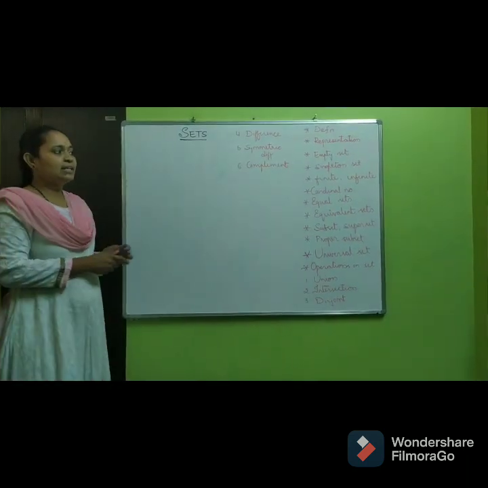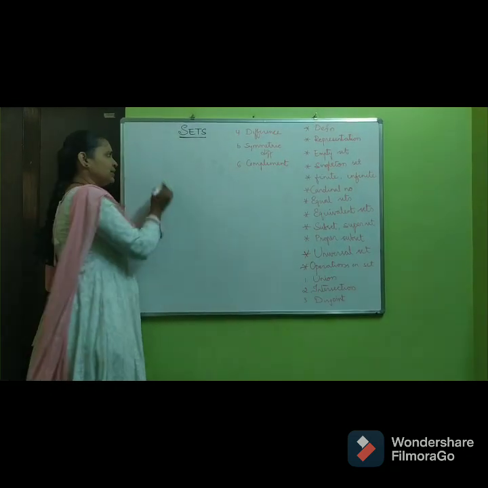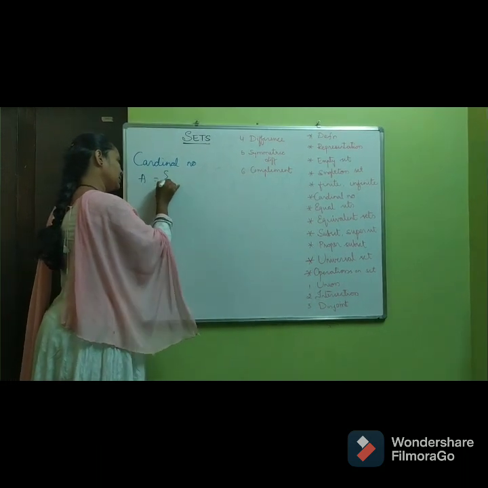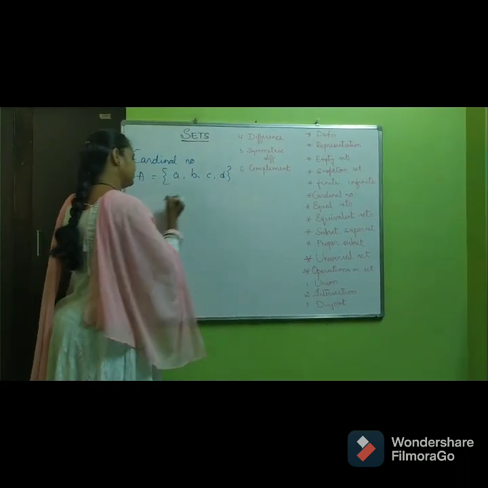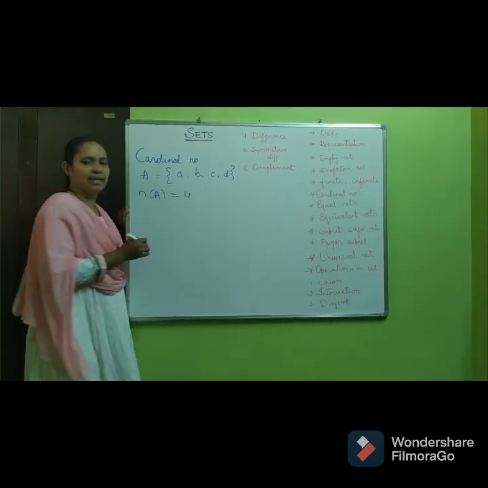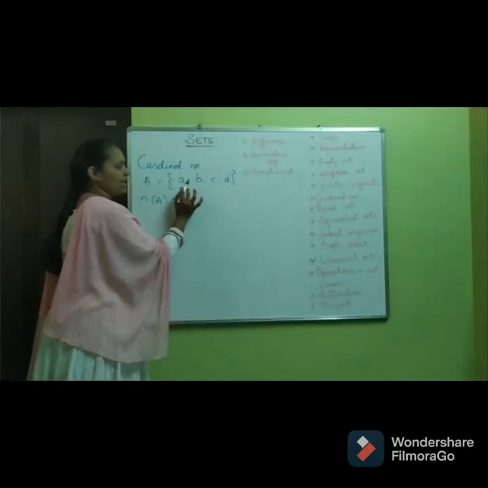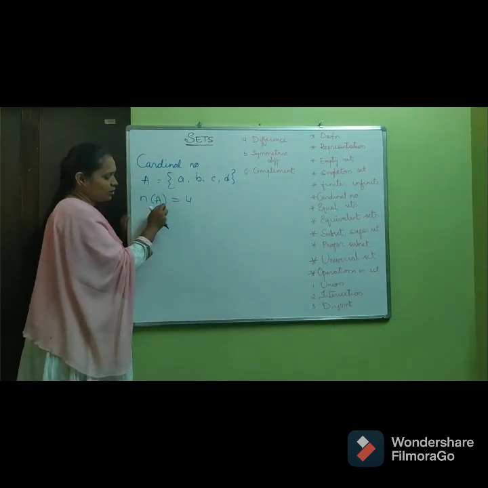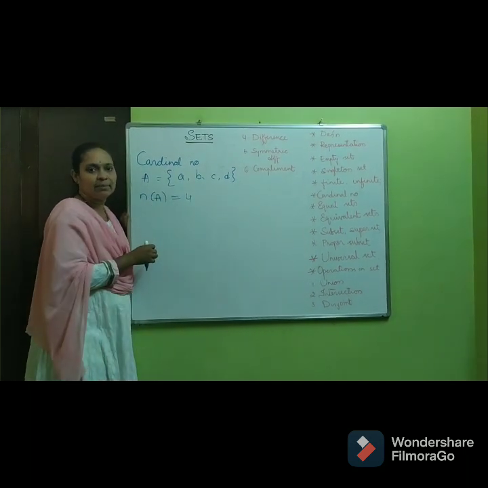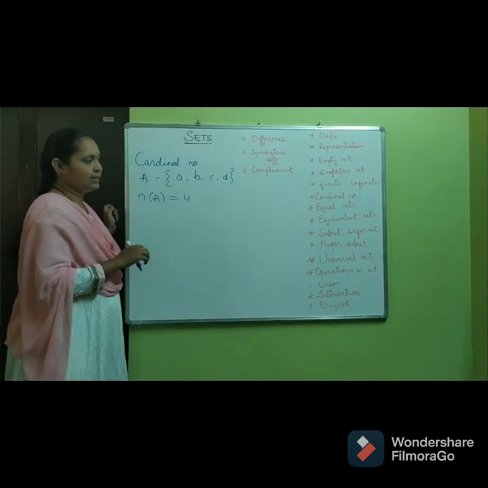We'll go for the cardinal number of a finite set. Suppose A is equal to, I am going to write this. Let me count how many. Cardinal number, I want to explain with an example. Consider a set A, B, C, D. See here, I have written a set. A, B, C, D, 4 elements are there. I have written n of A is equal to 4. This is the cardinal number. That is nothing but the number of elements in the set is called the cardinal number.